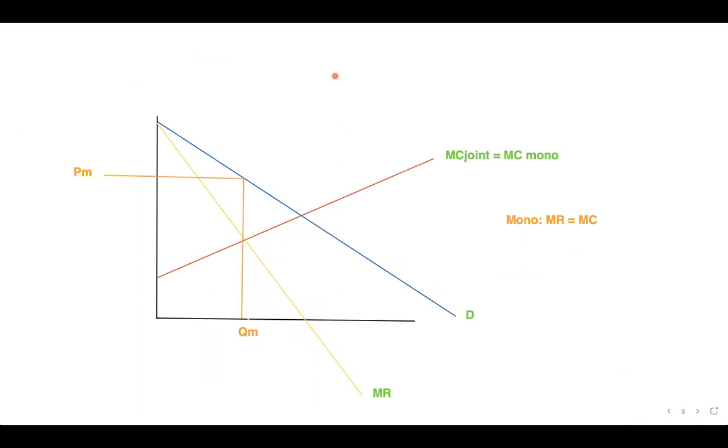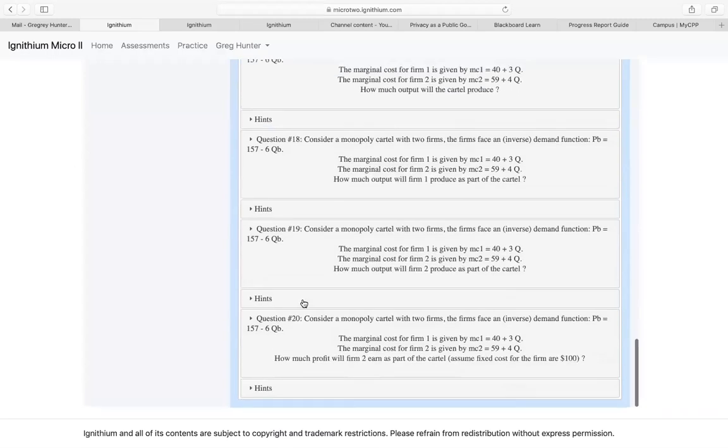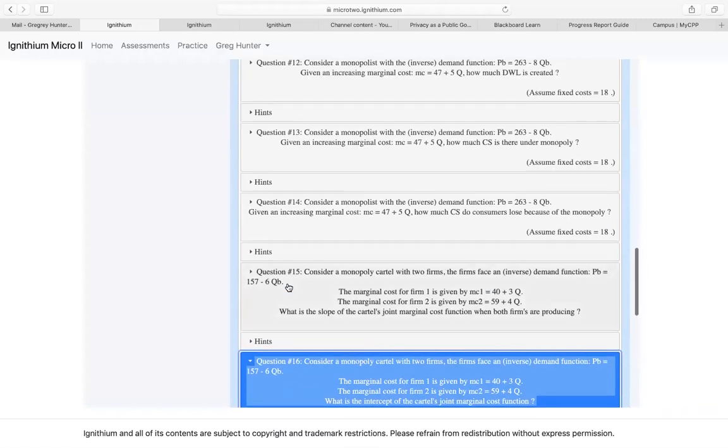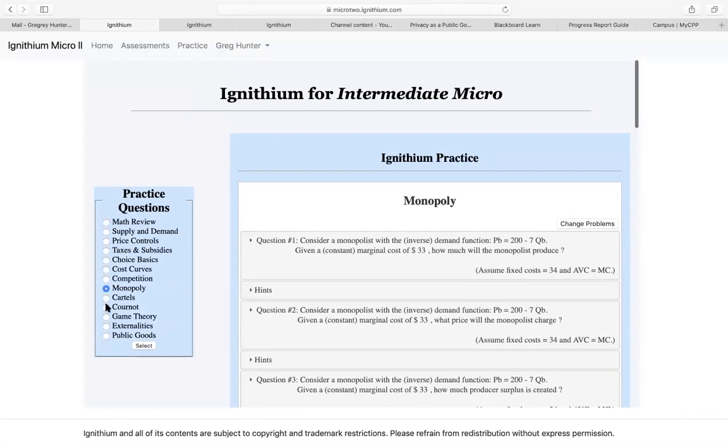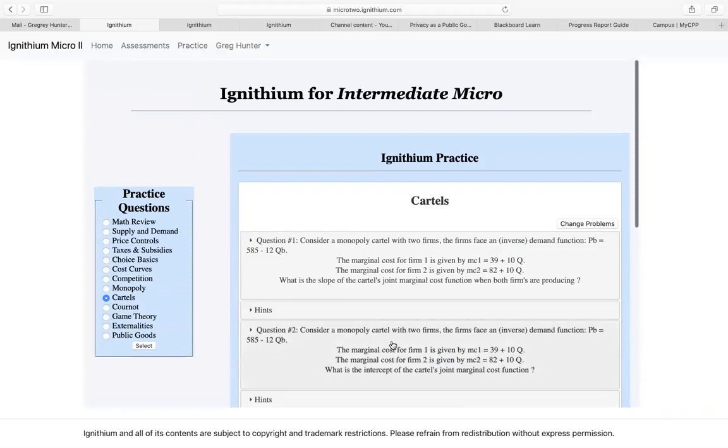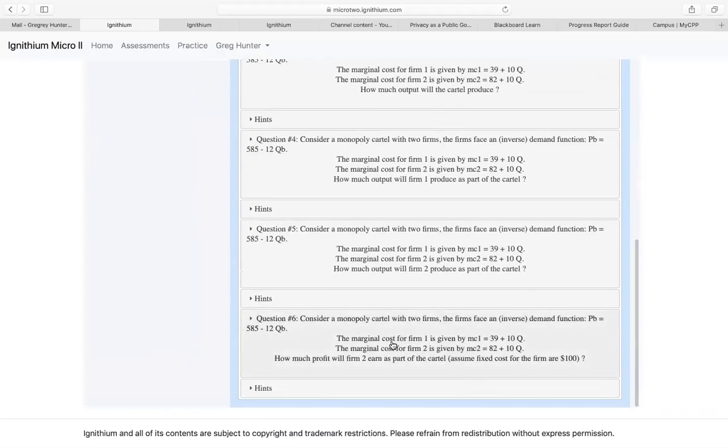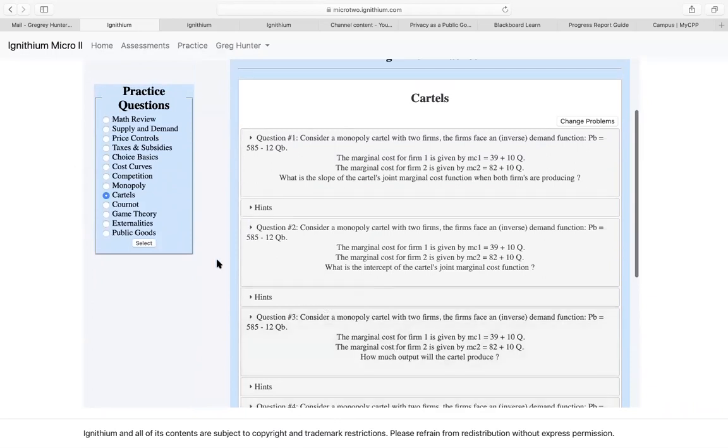I'll double check. Let's go look. I don't think there are any problems that are quite that simple on, let's see if there's any on the cartel. No.